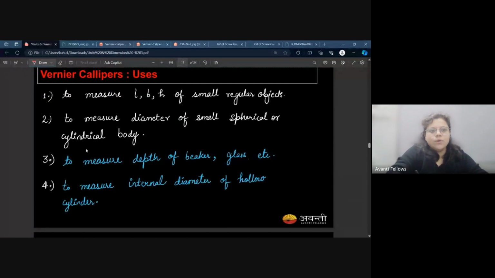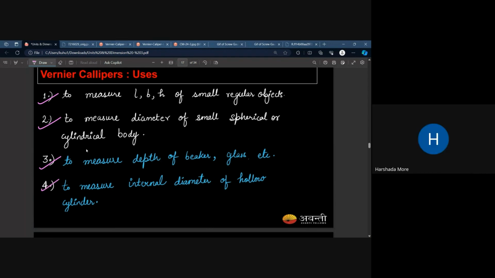As I already told you, we can measure the length, breadth, and height of a small regular object. We can measure the diameter of a cylindrical body or a spherical body. We can measure the depth of the beaker, and we can measure the internal diameter. So I think this slide is okay to everyone. Yes, ma'am. Cool.